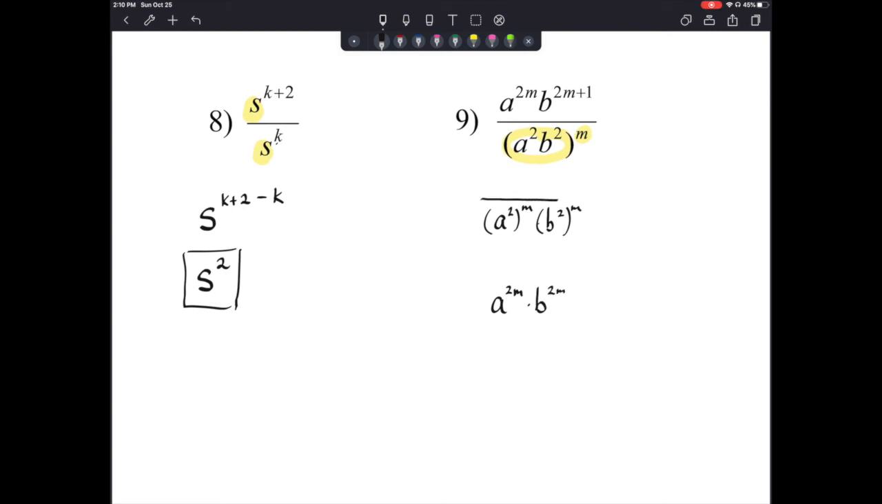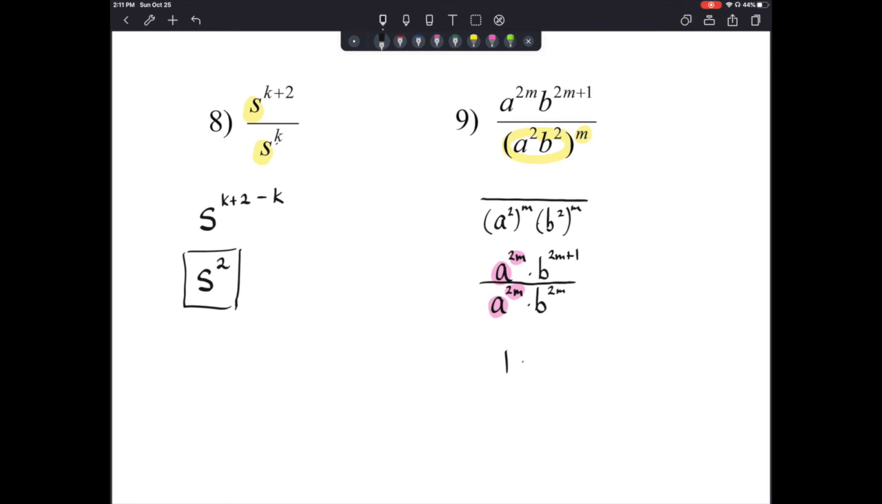Remember, this is our denominator. Our numerator is still the same, so I'm going to just go ahead and bring it down here. We have a to the power of 2m times b to the power of 2m plus 1. It looks like we have compatible parts here, right? We've got a to the power of 2m over a to the power of 2m. Well, what does that give you when you divide something by itself? Right? That's going to give us just 1. That part's going to simplify to 1.